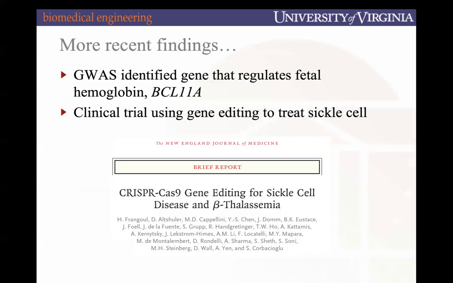But about three or 4 years ago, in one of the biggest clinical journals in the world, the New England Journal of Medicine, a gene was identified that regulates the gamma isoform of hemoglobin, and that was able to help change the expression of hemoglobin and restore red blood cells to a non-sickled condition. A year ago, December 2023, the FDA approved CRISPR for sickle cell disease as the first FDA-approved gene therapy.